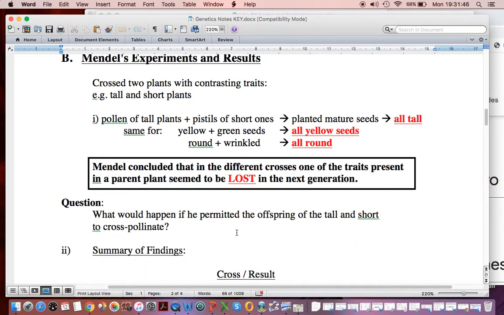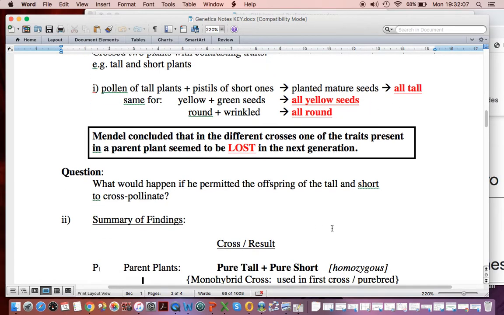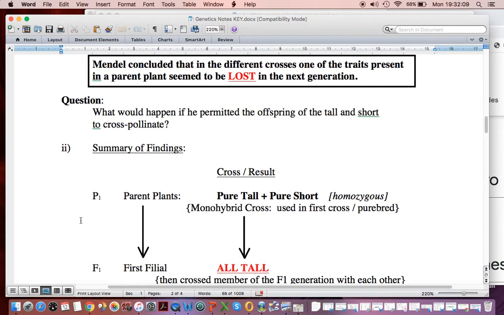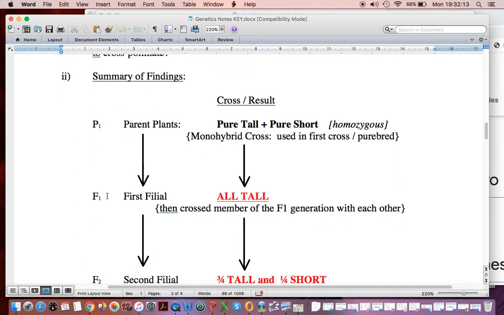So then what he did was he crossed this generation that he produced here, the tall, the yellow, and the round. He crossed those to see what would happen. Now, the first generation, let's just look at tall and short, he called those P1, meaning parents. This generation that was produced he called F1, and then he crossed his F1s to get what are called F2s, and that's what we see here. So here's our P1, here's our F1, filial meaning like siblings.